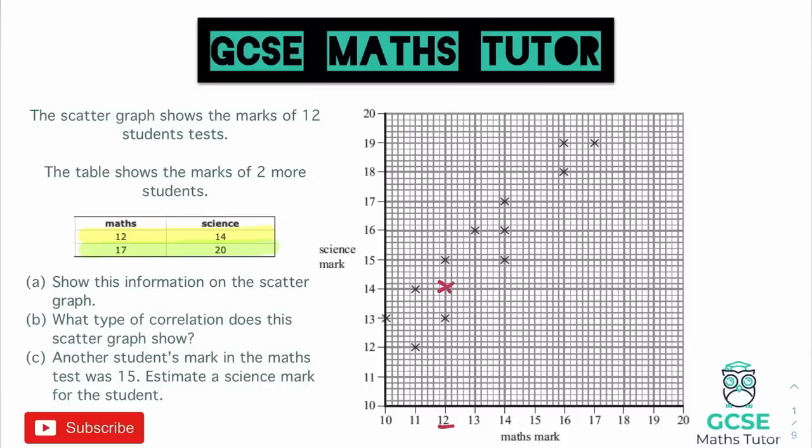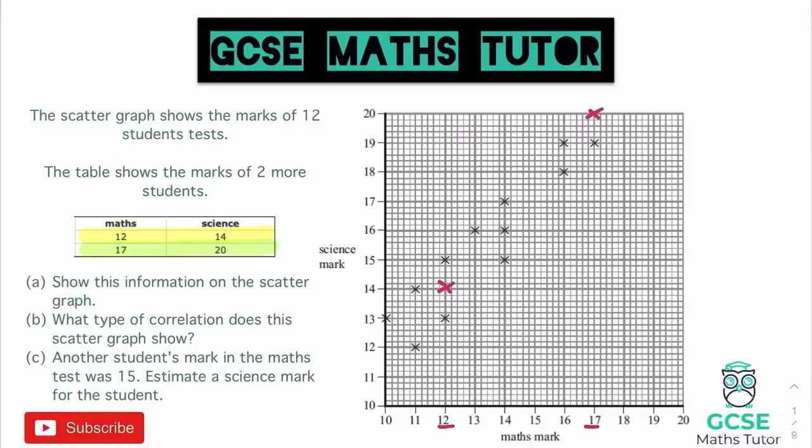For the one below them, we have a maths mark of 17, which is over here, and we're just going to go up to a science mark of 20. So following that line nice and carefully, you can always lay your ruler down if it helps, just to make it a little bit more accurate. And there we go, that's right at the top there. So there's our 2 points plotted, and that's part A completed.